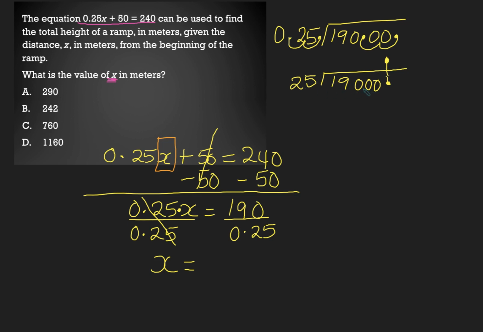And now I'm going to begin to divide. Now your test is multiple choice. Let the answers help you. Now 25 goes into 190. I see here the answers have a 2, 2, 7, and a 1.